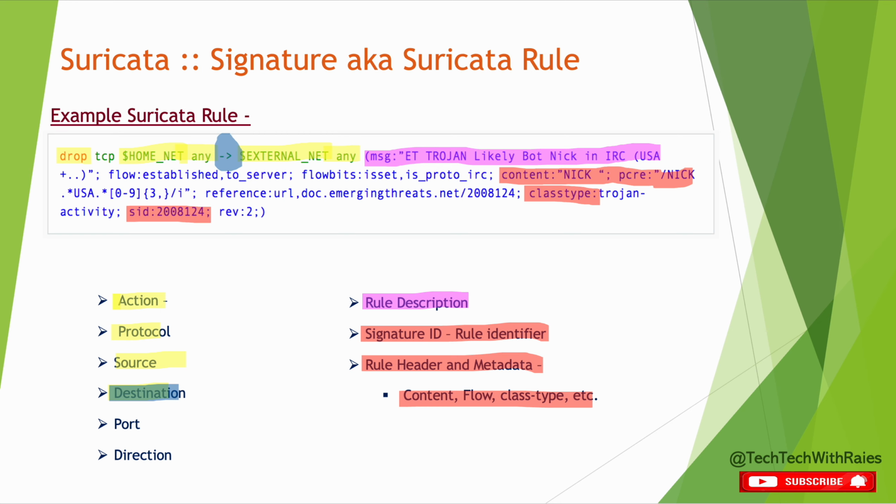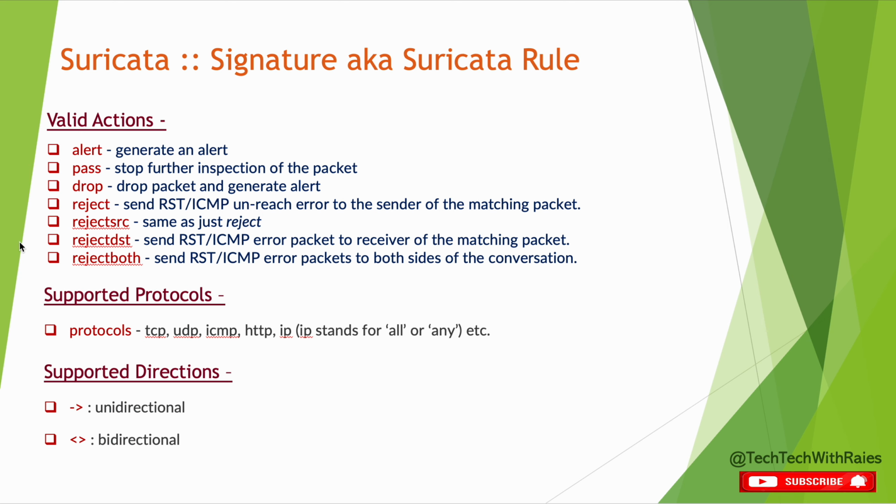So let's try to summarize what other options are available in each category. It looks like this. The valid actions are alert, pass, drop, reject source, reject destination, reject both. These kinds of actions are available. The description of them is already written here. For example, alert is used to generate a simple alert. Pass will basically stop further inspection of the packet.